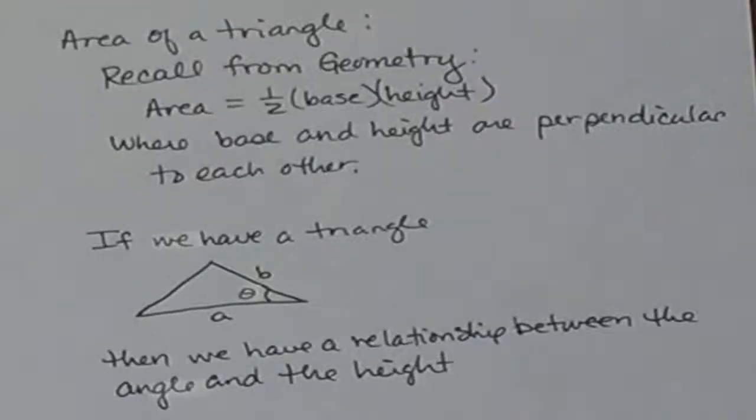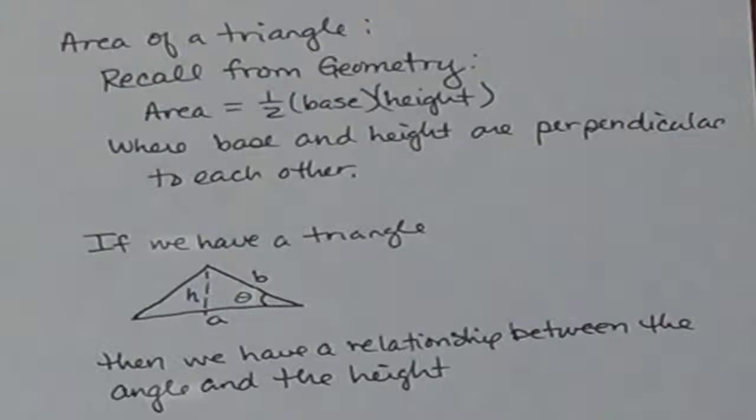The last concept that we're going to talk about in this section is the area of a triangle. If you recall from geometry, the area of a triangle with the base perpendicular to the height is 1/2 base times height. So if we have a triangle where we know the base and one of the sides and the angle included between those, then we can draw in our height being perpendicular to our base.